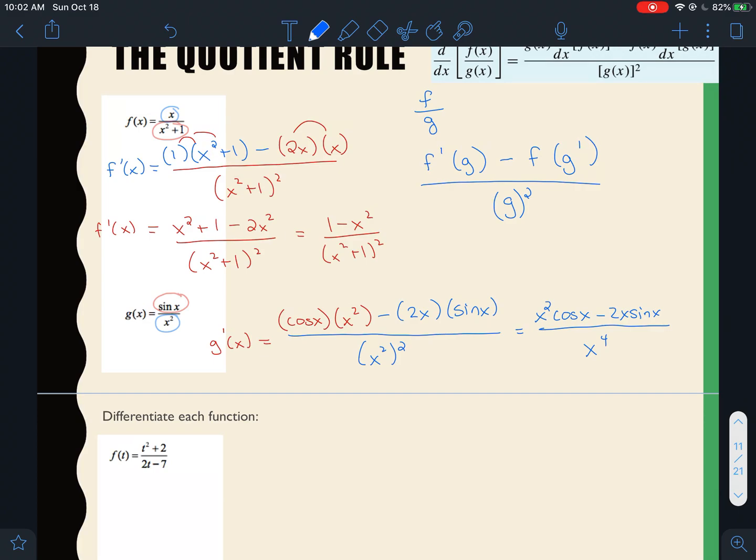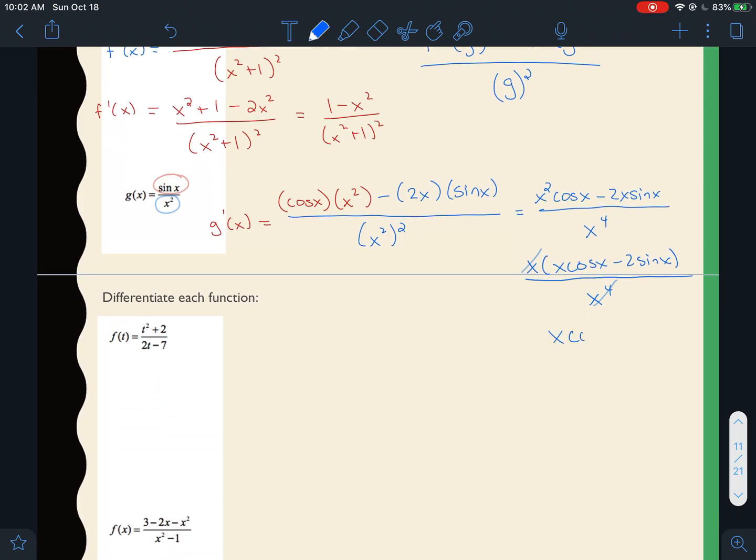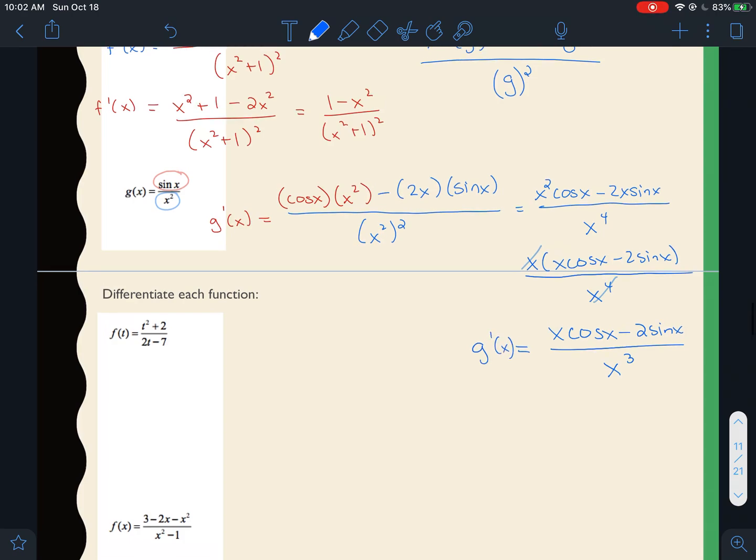Something would simplify in this. Notice in the numerator, they both have an x. So you could factor out that x if you wanted to. So you would have x, and then it would be cosine x. It would be x times x cosine x minus 2 sine x all over x to the fourth. And now you can cancel out an x from the numerator and the denominator. And so this would become x cosine x minus 2 sine x all over x to the third. And so that would be the derivative all the way simplified as far as it could go.